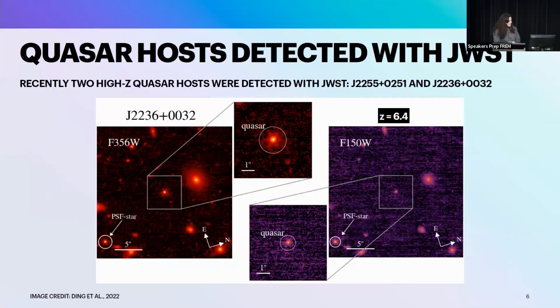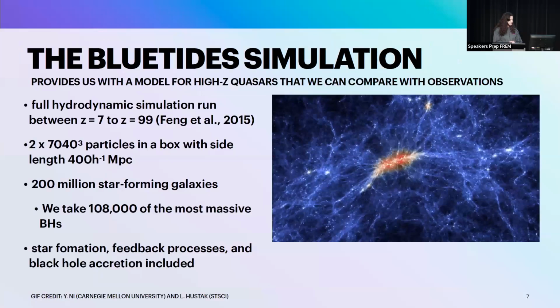So they kind of beat us to the chase, or my co-supervisor to the chase, and detected 2 high redshift quasars last year with JWST. So this was J2255, which was detected just in the F356W filter, and then J2236 was detected in both filters. And both these quasars are about redshift 6.5. So you can see these images. This is a larger view of around the galaxy and the very important PSF star that will be important when we talk about imaging these quasars and actually subtracting the point source.